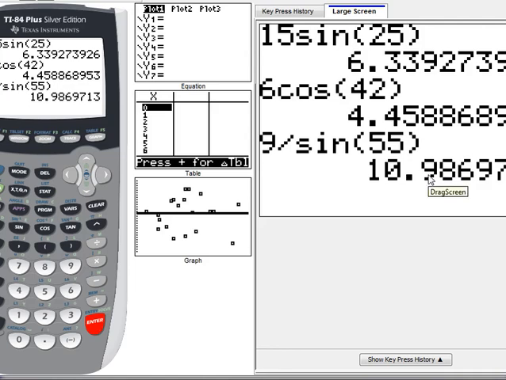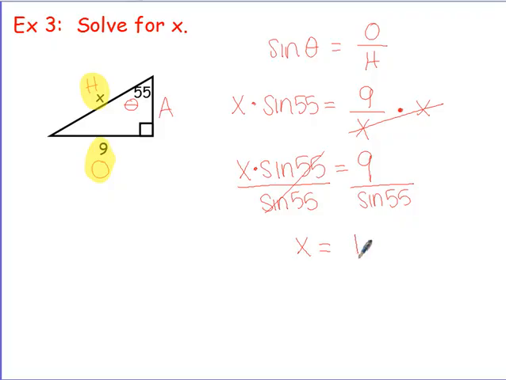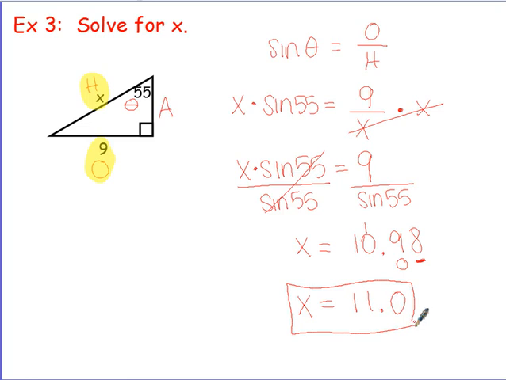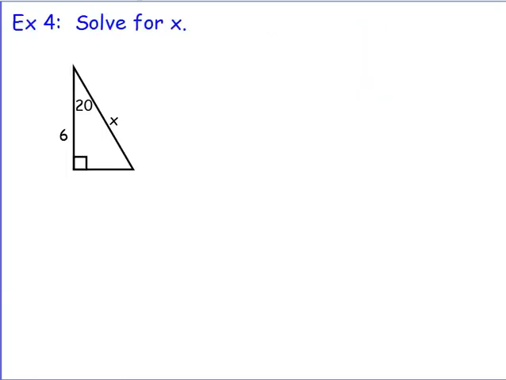So let's talk about what that means. 10.98. So this is going to make this one go up to 10. But the problem is, the 1 has to get carried over here. So it really becomes 11.0. So this one is trickier because we had to first get rid of the x to the other side, then we had to move the sine to get our final answer. So you're going to try one on your own. Pause the video and try this example.